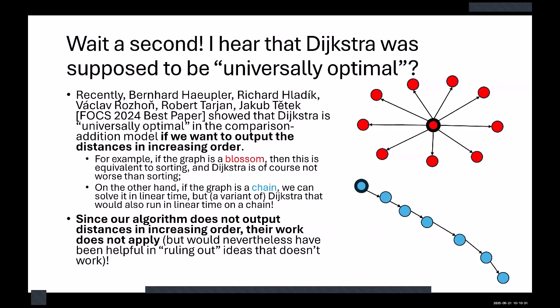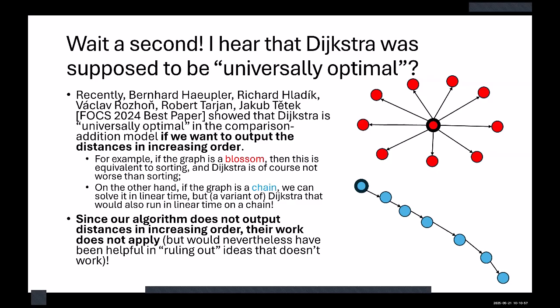But before I go into the algorithm, some of you might be saying, hey, I think you are kidding, because I heard about the very famous result from 2024, in fact the best paper from 2024. It's essentially saying that Dijkstra is universally optimal in this kind of comparison-addition-based model. But it's important to note that that result requires us to output the distances in increasing order. So what does that mean?